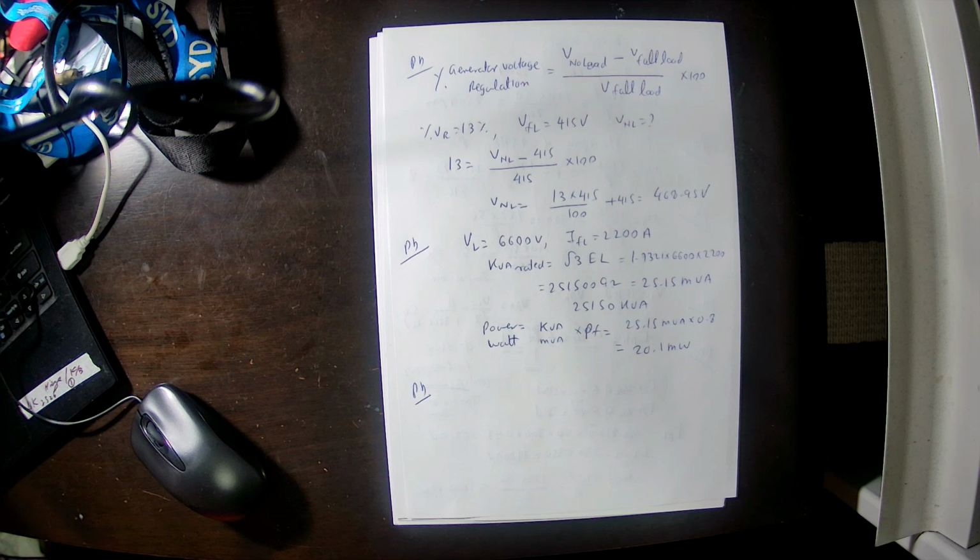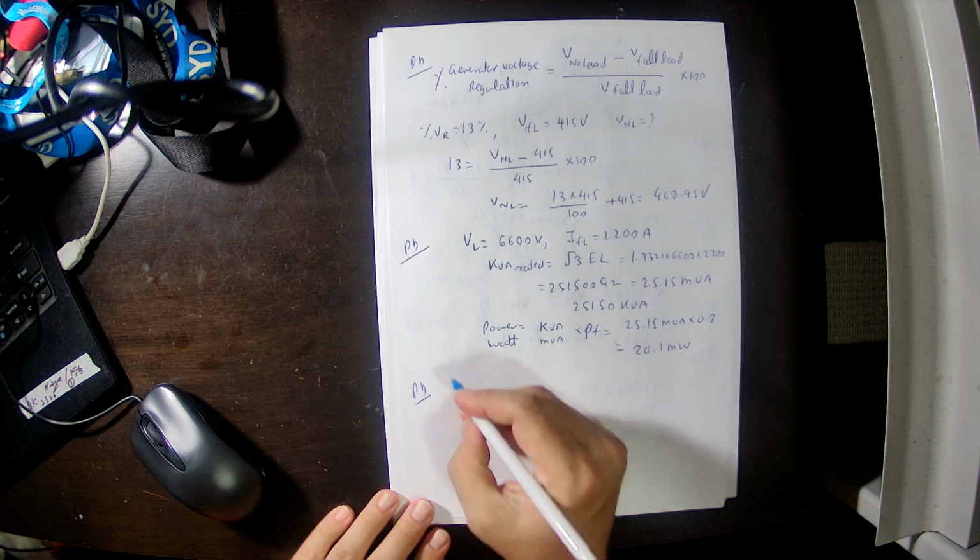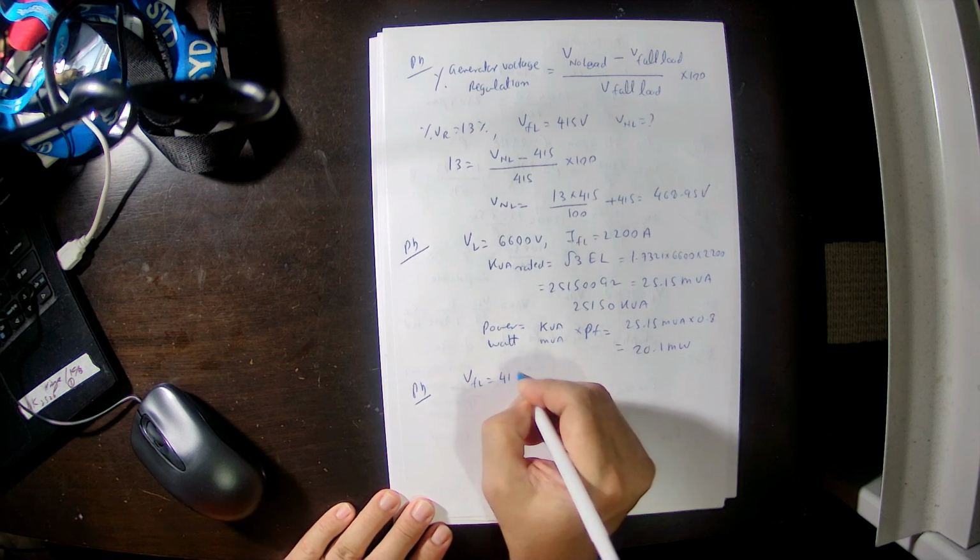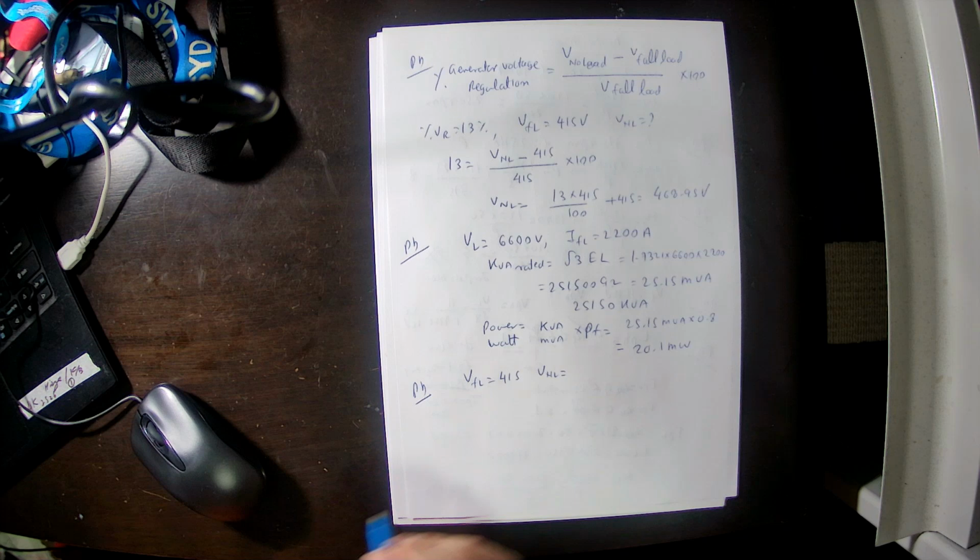The next one. The alternator with full load terminal potential drop 415 volt. Terminal voltage increases to 499 volt on no load. We have to calculate percentage voltage regulation. So in this case, V full load is equal to 415, V no load is equal to 499.